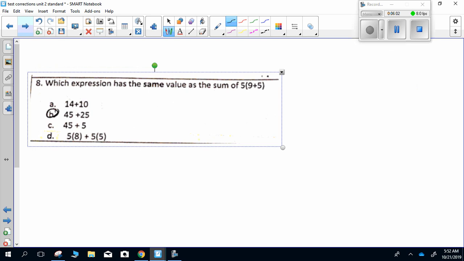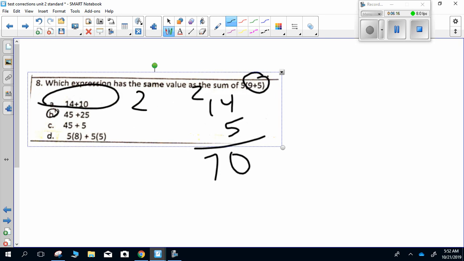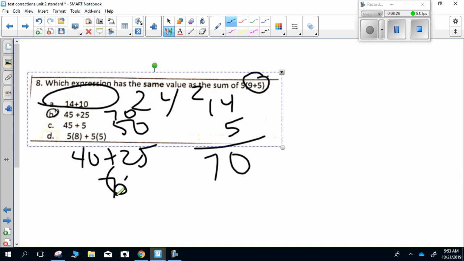Next question, which expression is the same value as the sum of 9 and 5? Well, I know that that equals 14. 14 times 5, that equals 70. So that's 24. No. That's 70. Yes. That's 50. No. And that's 40 plus 25. So that's 65. So that's no. So the answer choice is B.